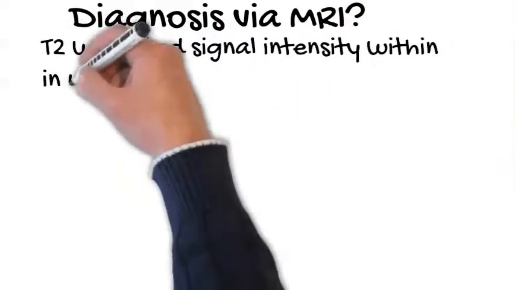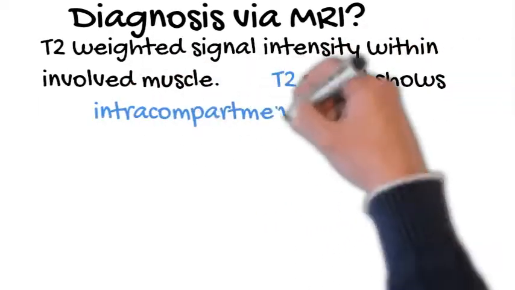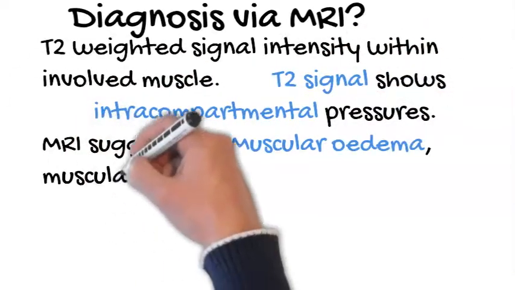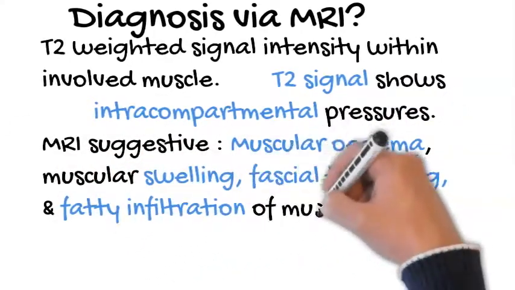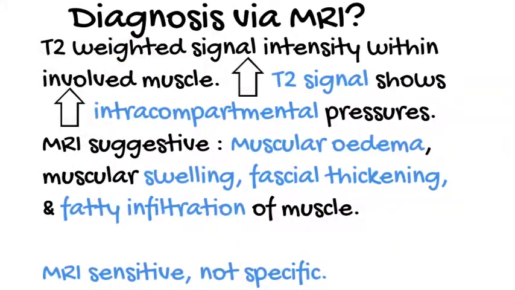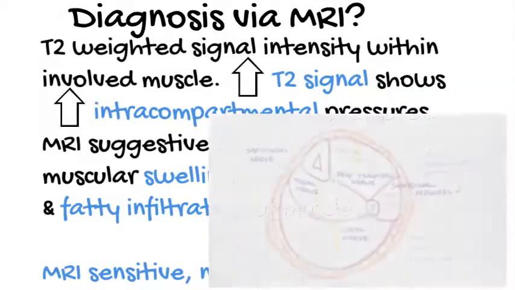For radiological investigation, apart from a bone scan that could help to rule out stress fracture, MRI is helpful. MRI demonstrates T2 weighted signal intensity within the involved muscle. The increase in T2 signal shows an increase in the intracompartmental pressure. MRI findings suggestive include muscular edema, muscular swelling, fascial thickness, and fatty infiltration of the muscle. MRI is sensitive but not specific.